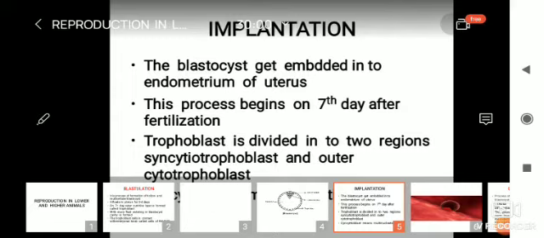Implantation. The blastocyst cannot get implanted into the endometrium of the uterus due to the presence of the zona pellucida, but it gets disintegrated later on due to some hormones. The process begins on the 7th day after fertilization. The trophoblast is divided into 2 regions, inner syncytiotrophoblast and outer cytotrophoblast.